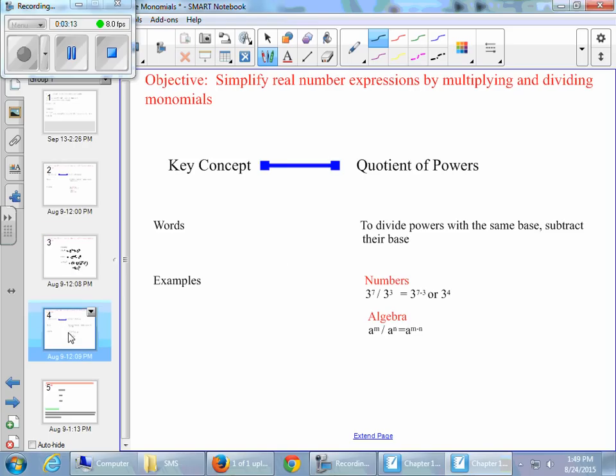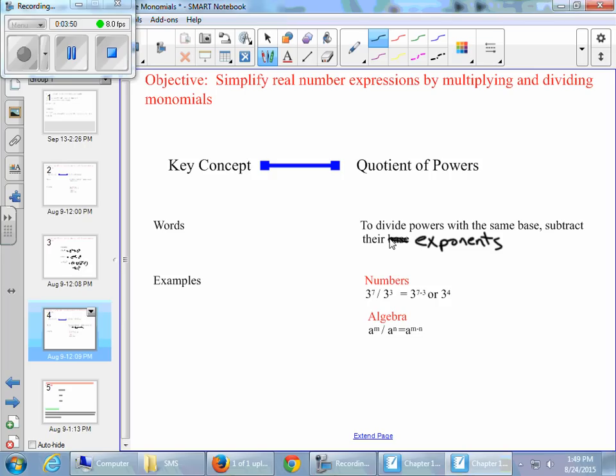We're going to look at another key concept for this lesson. This time it's the quotient of powers. In words, to divide powers with the same base, we're just going to subtract their exponents. As you can see in our example, we have 3 to the 7th divided by 3 to the 3rd. The base stays the same, the 3. We take 7 minus 3. That gives us 3 to the 4th power.